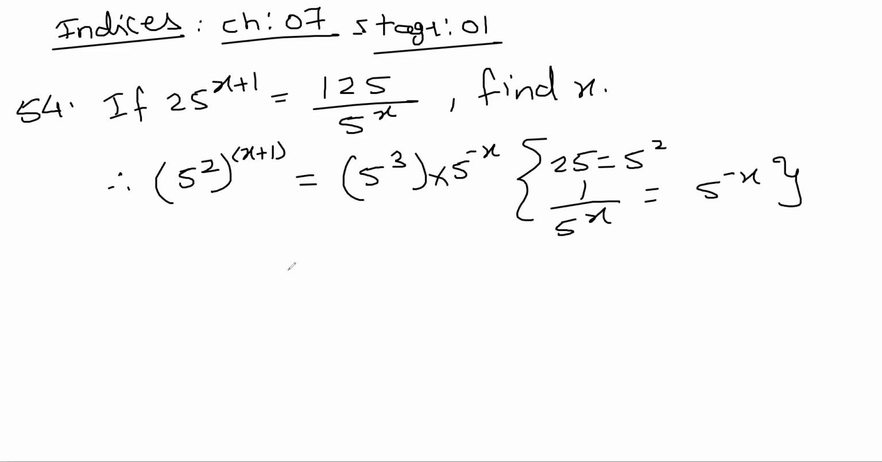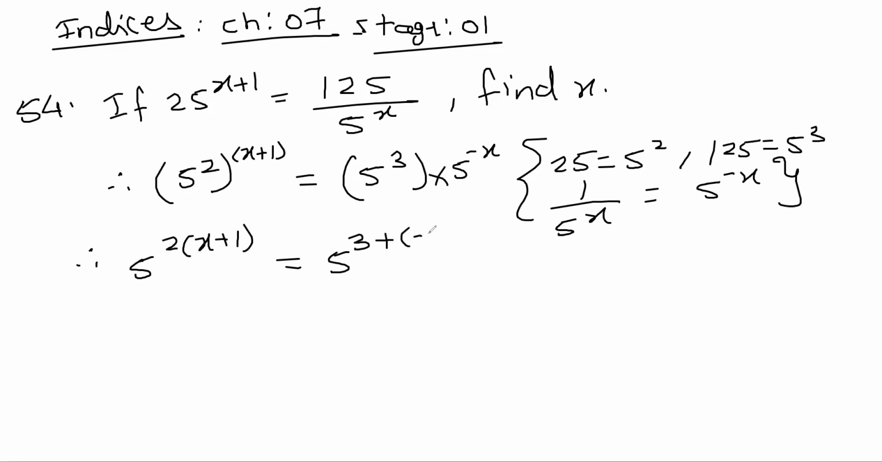Sir, 5 cube, no sir? Huh? 25 is 5 square. Yes, 125 is 5 cube. So here, a raised to m raised to n, this is 5 raised to 2 into bracket x plus 1, and here you get 5 raised to 3 plus minus x.